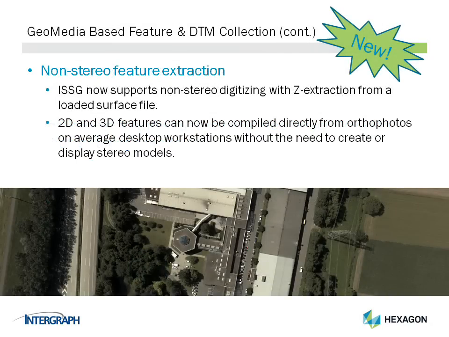A significant new feature added to ImageStation Stereo for GeoMedia is the ability to compile 3D features from ortho-rectified imagery with Z extraction coming from a loaded surface file. This ability means that 2D and 3D features can now be compiled directly from ortho photos on average desktop workstations without the need to create or display stereo models.